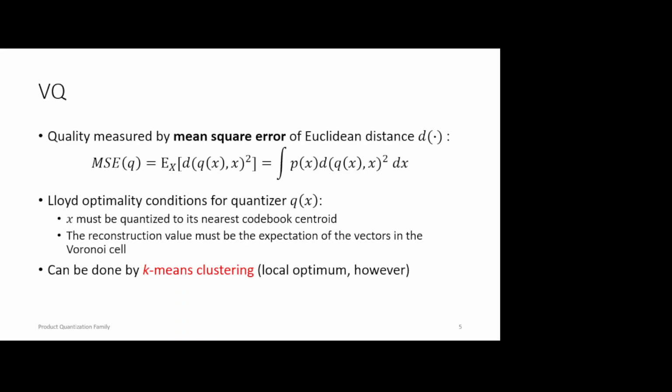But you should also be reminded that k-means clustering is only locally optimal. It's not global. But you have the chance to achieve, or get very close to, the global optimum. Okay, any problem?